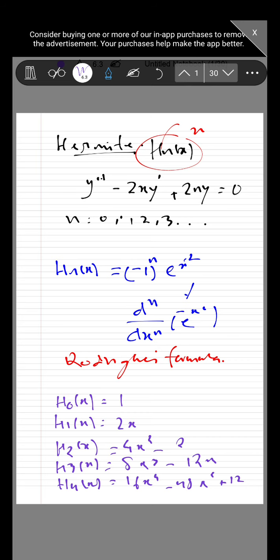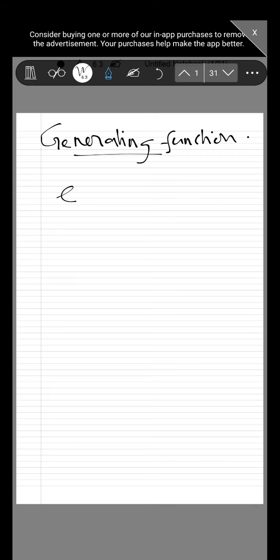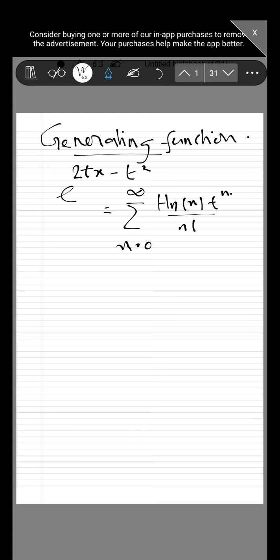There is a generating function of the Hermite polynomial. It is e to the power 2tx minus t squared, and it is equal to the sum from n is equal to 0 to infinity of H_n(x) t to the power n divided by n factorial.